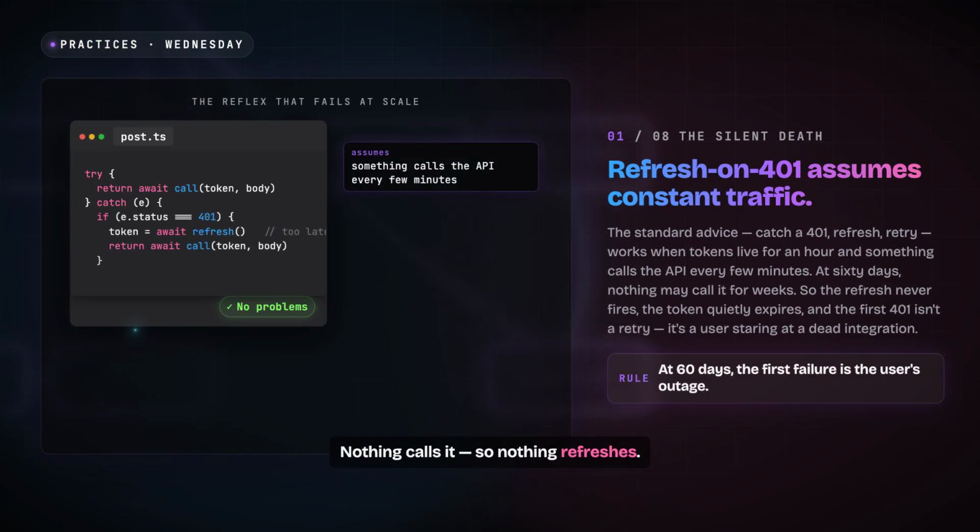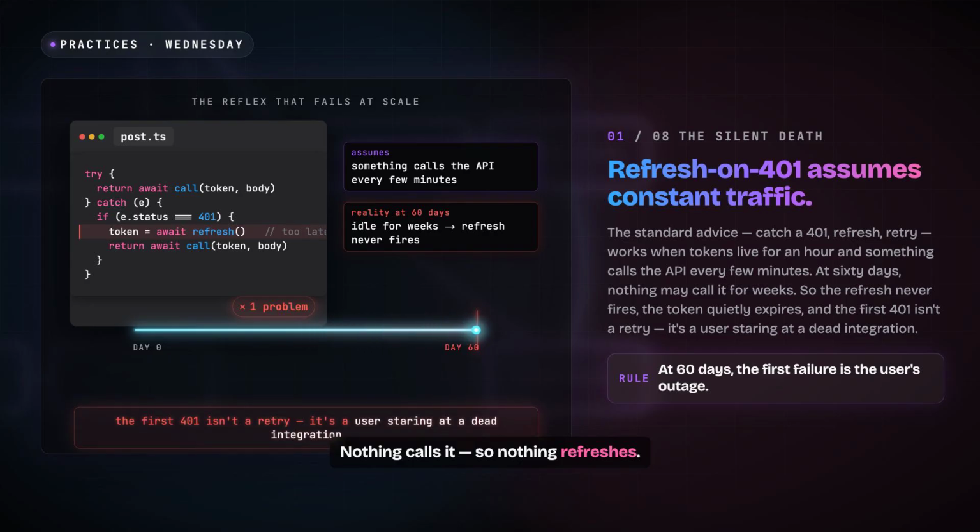Start with the way this usually dies, quietly. The standard advice for expiring tokens is make your call, catch the 401, refresh the token, retry the call. And for 60-minute tokens with steady traffic, that's fine. Something hits the API every few minutes, so the refresh fires long before anyone notices. Now, stretch the token to 60 days. Your app might not touch that integration for a week or 3. Nothing triggers the refresh because nothing failed yet. The token slides past its expiry in total silence.